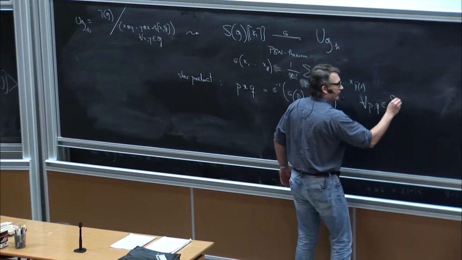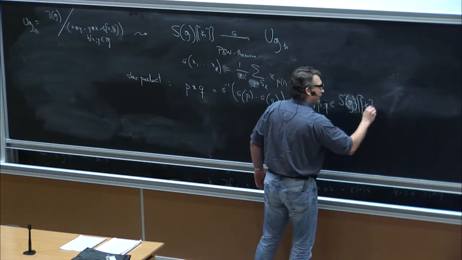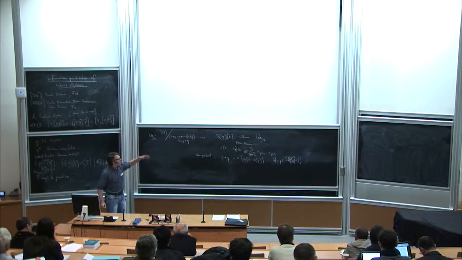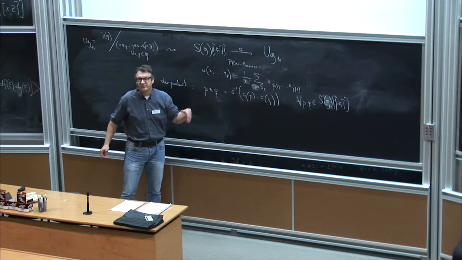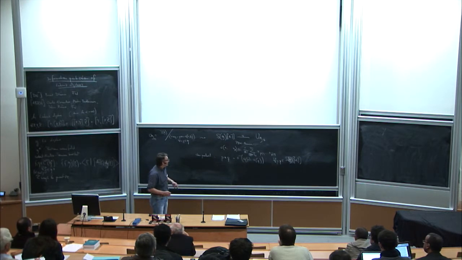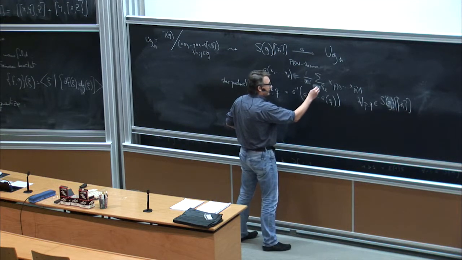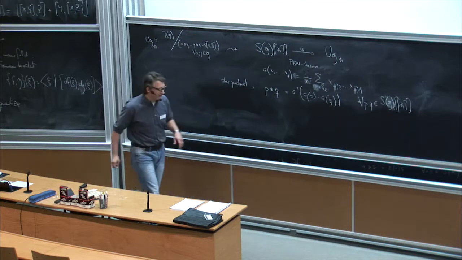So this is one point of view. This is a point of view where the whole of S(G), the whole of the polynomial functions, becomes an associative, non-commutative algebra by quantization. This is one of the two.